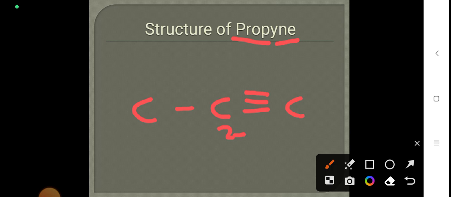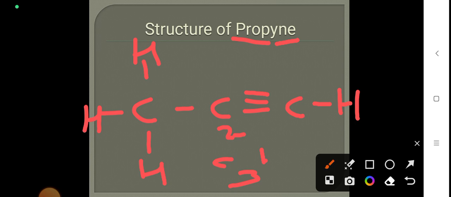Now the next step would be satisfying the valency of carbon, given the basic skeleton. If you look at C1, there is one bond, so it still needs three bonds to have a valency of 4. And C2, if you observe, is already satisfied with one bond on the left and three bonds on the right, so 4 bonds. And on C3, you can expect one more bond with hydrogen, because there are already three bonds with the C2 carbon. So this is going to be the structure of propyne, and the molecular formula would be C3H4.